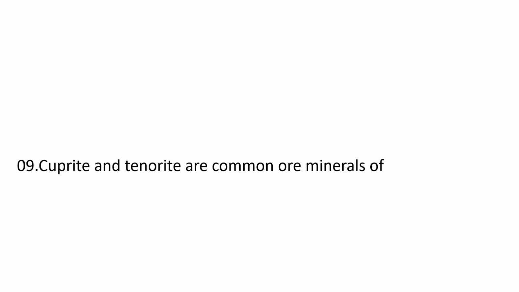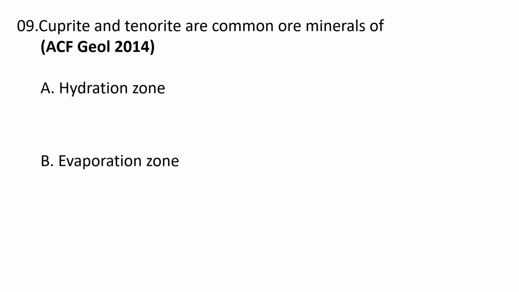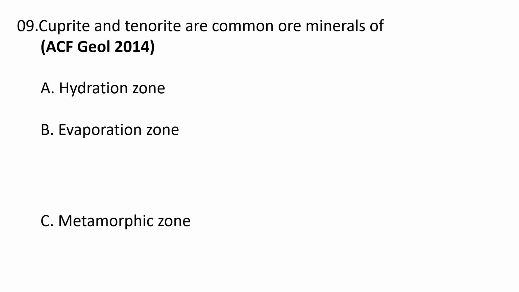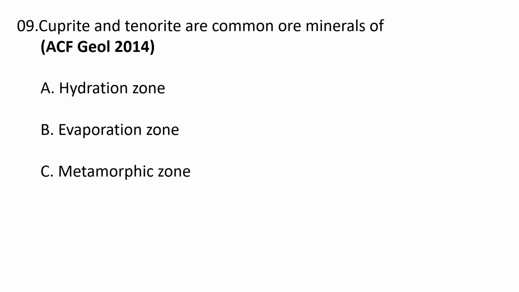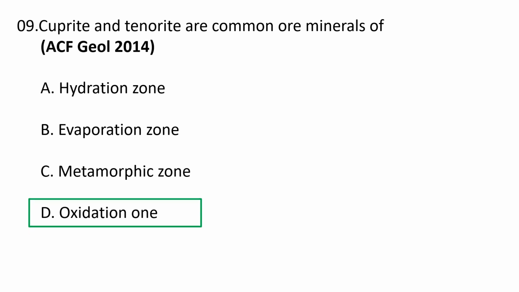Next question. Cuprite and tenorite are common ore minerals of. All these are questions asked in the Assistant Conservator Forest Geology 2014 exam. The choices are A, hydration zone, B, evaporation zone, C, metamorphic zone, and D, oxidation zone. Cuprite and tenorite are common ore minerals of the oxidation zone. Cuprite frequently occurs in association with native copper and also malachite, tenorite, azurite, chrysocolla, and a variety of iron oxide minerals.